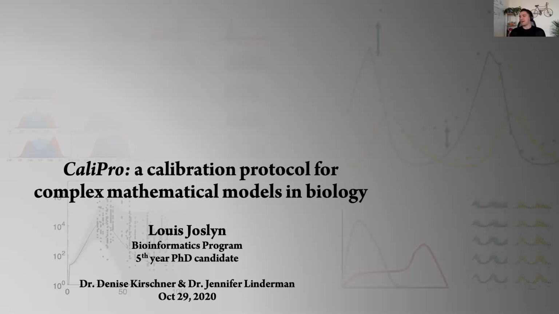So my name's Joslyn. I'm a fifth-year PhD candidate in the Bioinformatics program here at the University of Michigan. And my two advisors are Dr. Denise Kirschner and Dr. Jennifer Linderman, in both of whose labs we develop mathematical models and calibrate those models to biology. While this work really wasn't the main thrust of my thesis, in fact, I mostly focus on modeling the immune response to tuberculosis.